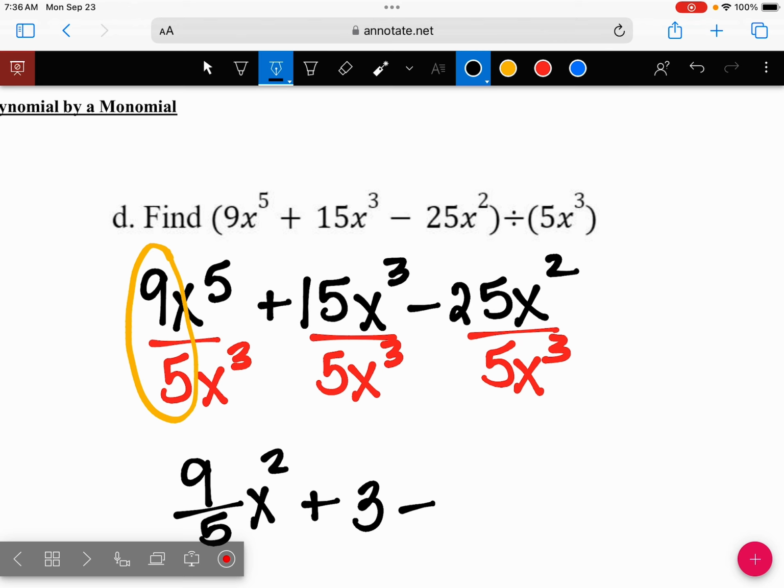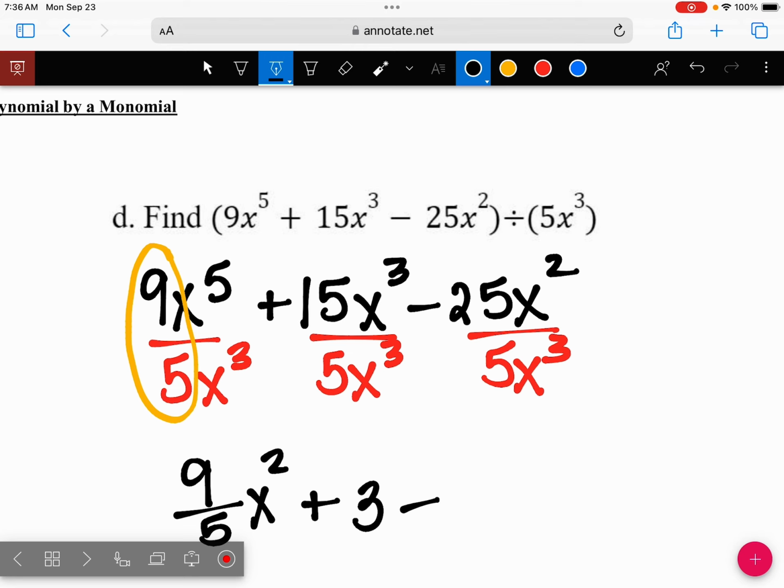For the second term, when we divide 15 divided by 5, we just get 3. So when you subtract, you could say x to the power of 0, because 3 minus 3 is 0. But x to the power of 0 is the same as 1. So generally, we just don't write it because it simplifies to 1.